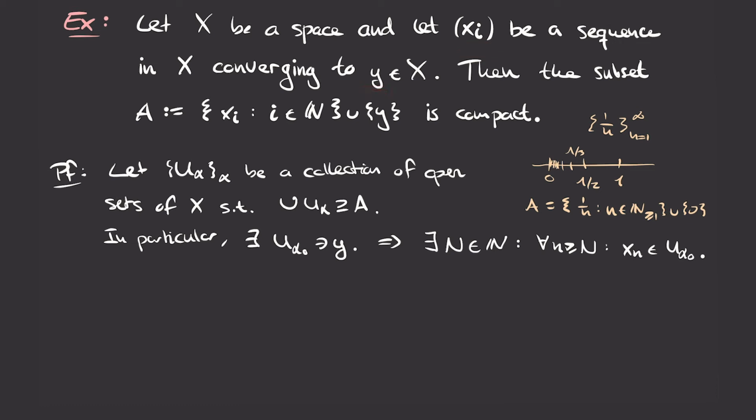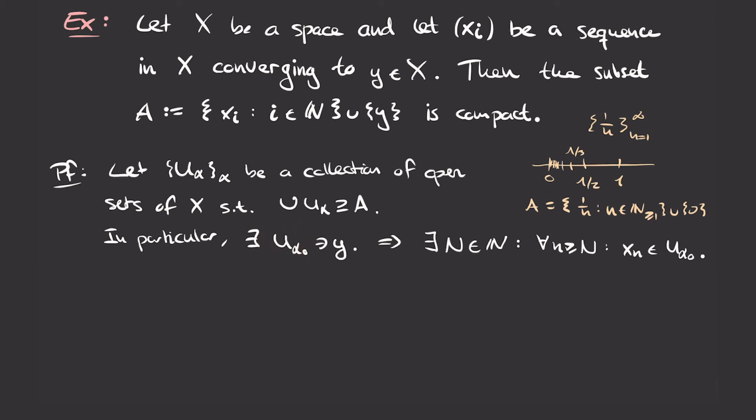It means that whenever you choose an open neighborhood of y, so an open set containing y, there is some natural number capital N such that for all natural numbers larger than this capital N, the sequence lies within this open set. Okay, but now we're sort of done because we've chosen this one open set in this cover here, and we've shown that all but finitely many points of the sequence lie within U alpha 0.